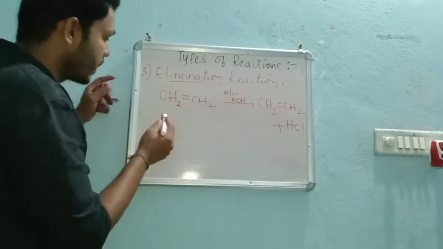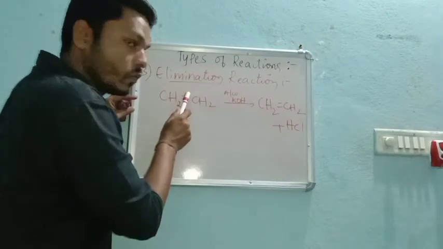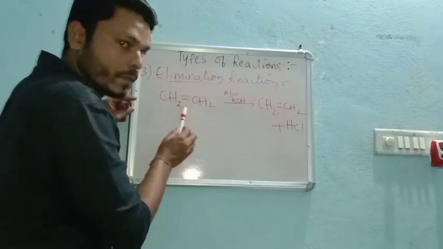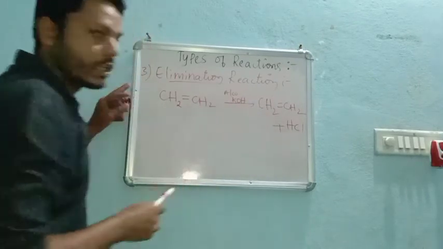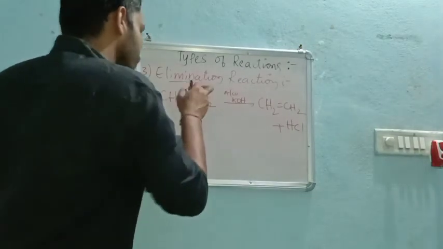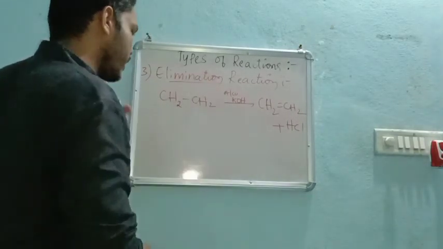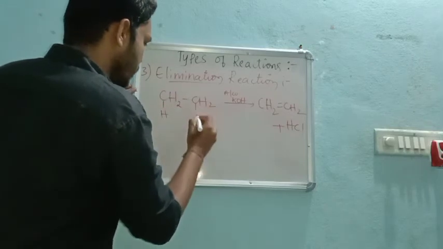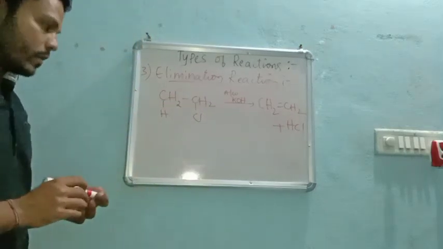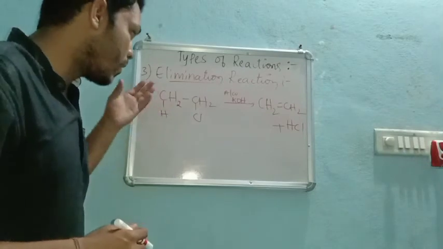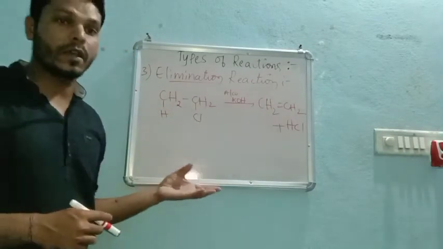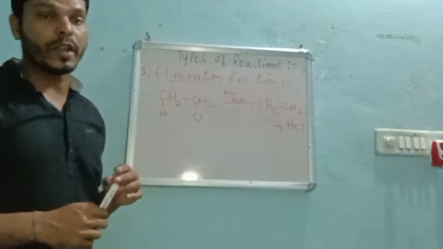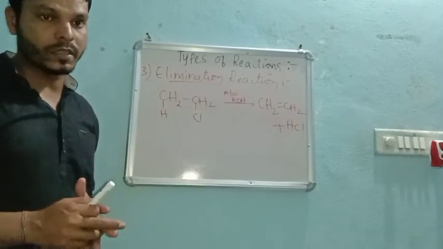Right? So now see here, 2 plus 2, 4. This carbon is satisfied. With respect to this carbon, 2 plus 2, 4. So that's why I wrote CH2 double bond CH2. I will write the original compound again, plus HCl. So here we have removed, that means we have eliminated, the atoms or ions or groups. That's why this type of reaction is called an elimination reaction.